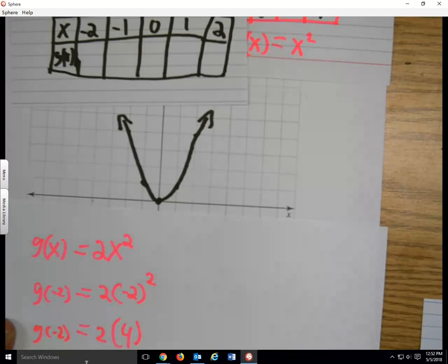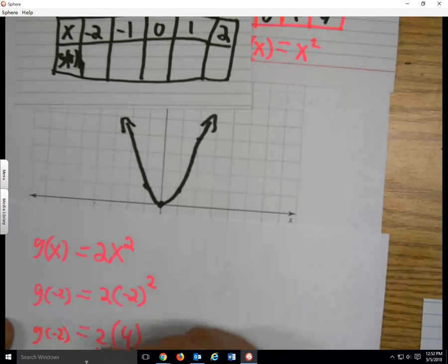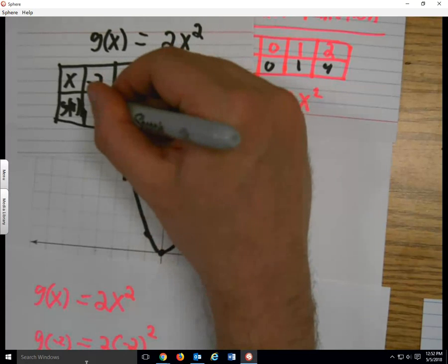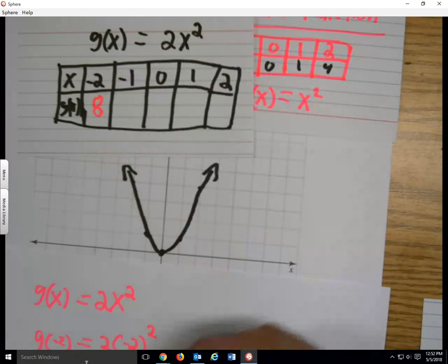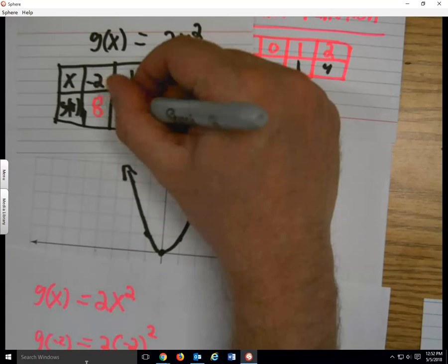But then you multiply. So if you input a -2, you end up with an 8. So if we input a -2, we output an 8. If we were to put in a -1, a -1 squared would be 1. 1 times 2 would be 2.